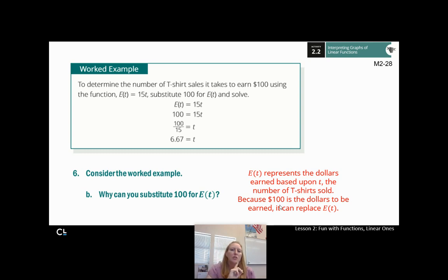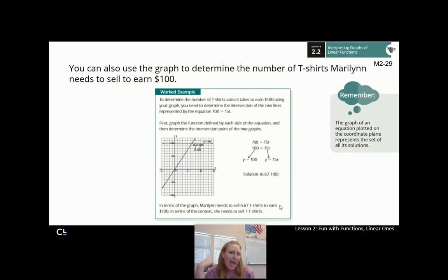But I've got an extra special bonus for you. Did you know that you can also use the graph to determine the number of t-shirts that Marilyn needs to sell to earn $100? Yeah, it's a cool trick. So here we have her lovely graph, her linear function, E of t equals 15t, yay.